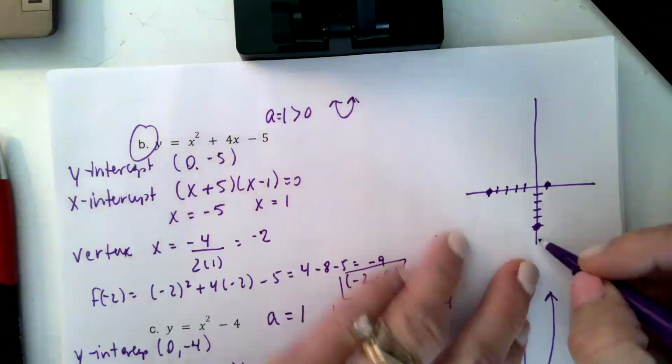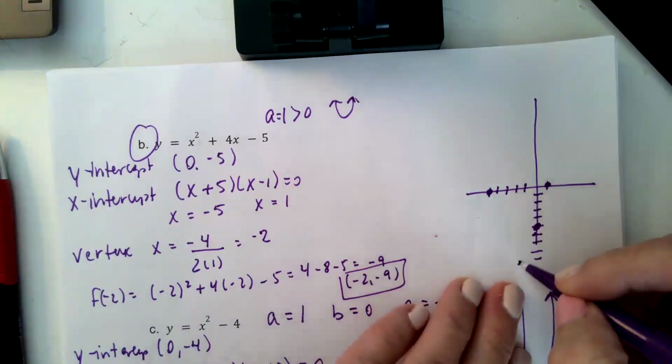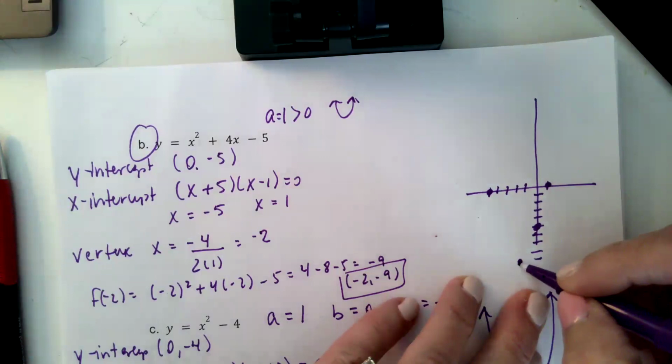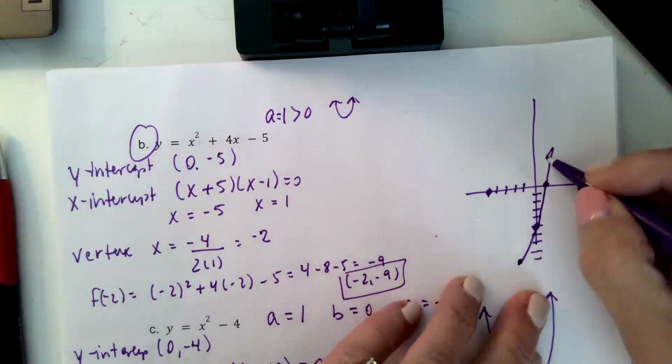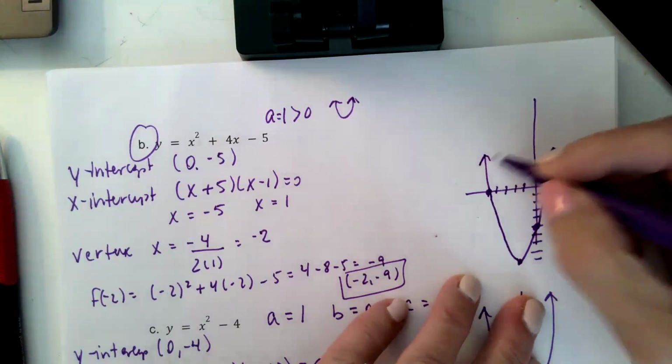So this was at 5, 6, 7, 8, 9 down, and this is -2. So somewhere around in here. And it's going to go through those points and go up, and then come over here and go through this point.